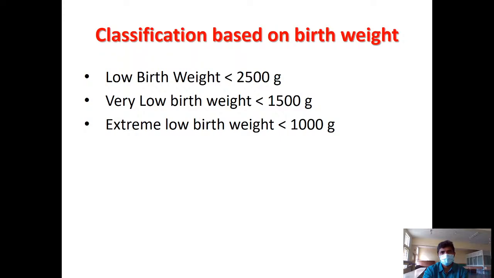Based on birth weight, you label the child as low birth weight when the weight is less than 2.5 kg. When it is less than 1.5 kg, you label it as very low birth weight. And when it is less than 1 kg, you label it as extremely low birth weight.